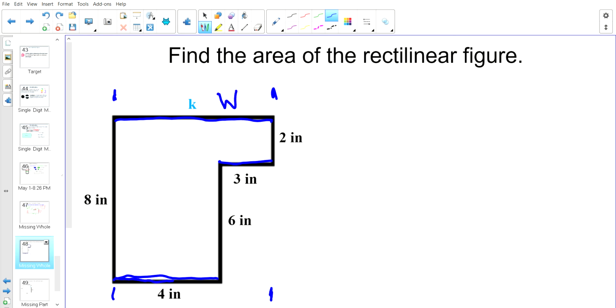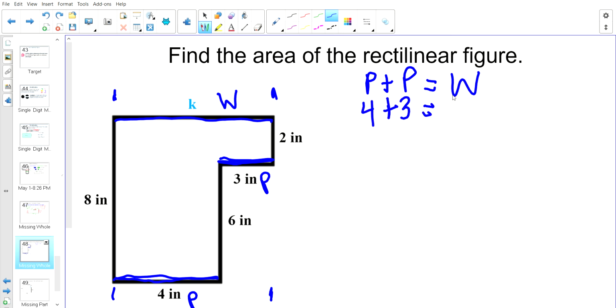This 4-inch side goes part of the horizontal distance, and the 3-inch side goes part of the horizontal distance, so they are both parts. The side that we're missing goes the whole horizontal length of the rectilinear figure. When a whole is missing, third grade, we add, because part plus part equals whole. So to find missing side length K, I'm going to add. One of the horizontal side length parts is 4, and the other is 3. So I'll add 4 plus 3 to find missing side length K. 4 plus 3 equals 7. So the length of the missing side length K is 7 inches.